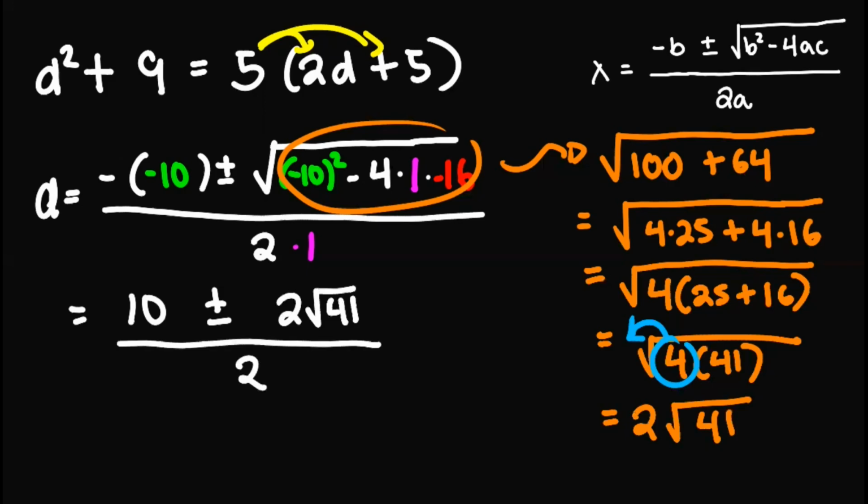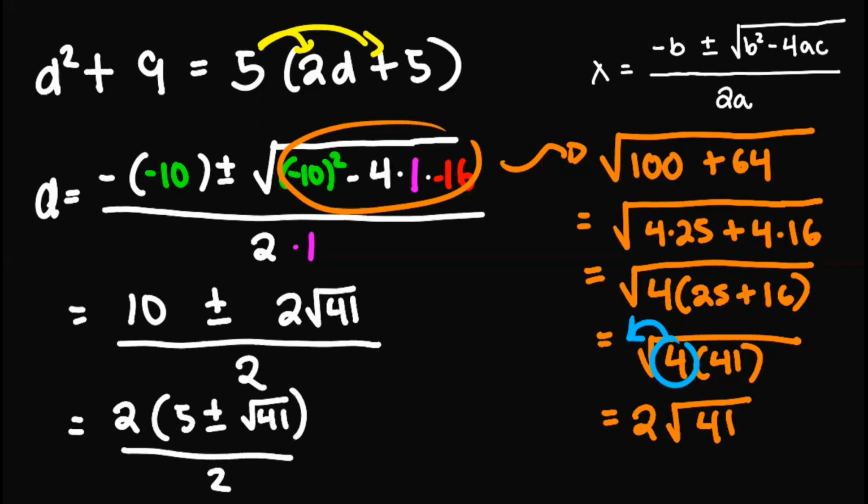And from here, we can factor out 2 in the numerator to obtain 5 plus minus square root of 41 over 2. Cancelling out the 2, we obtain 5 plus minus square root of 41. This one here is the answer.